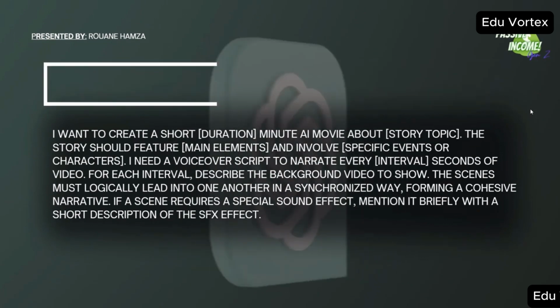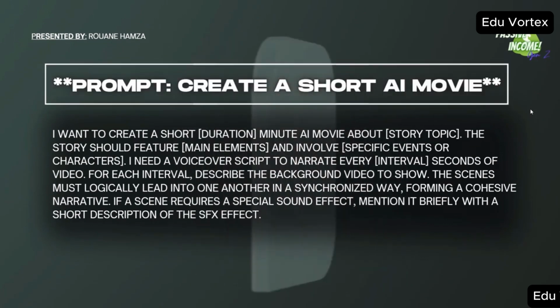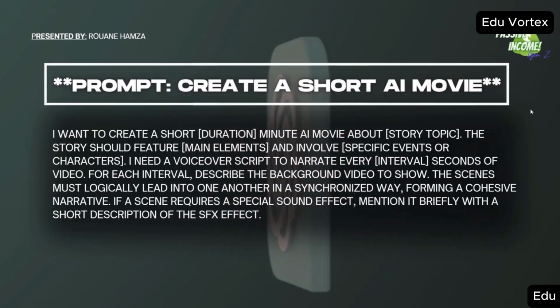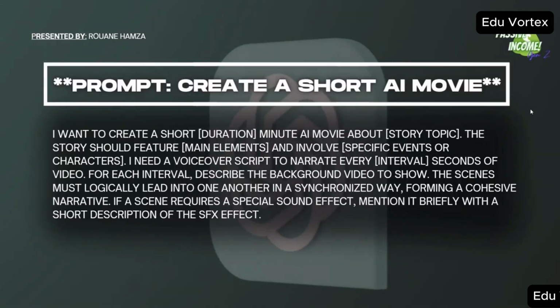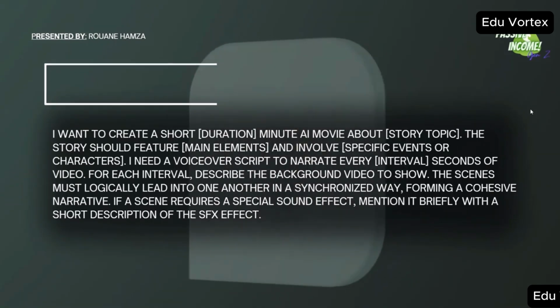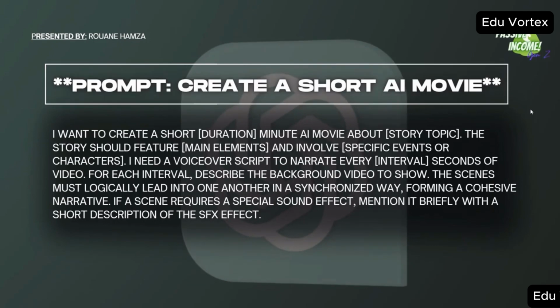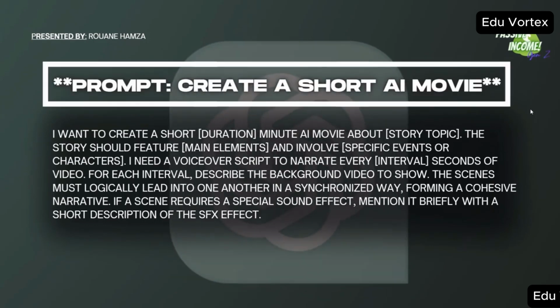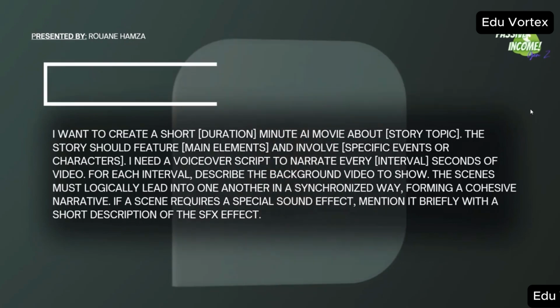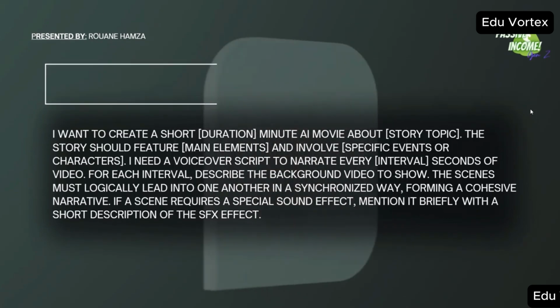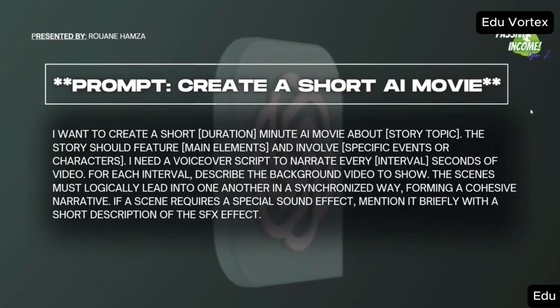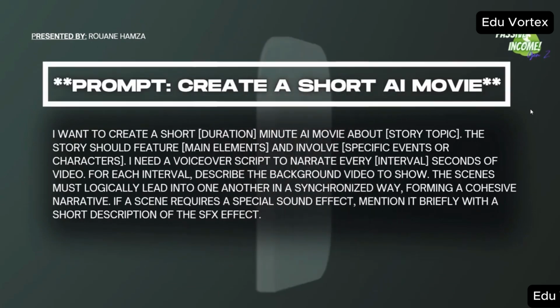I want to create a short, and here you put the duration. So if it's 2 minutes, you put 2 in there. If it's 3 minutes, put 3 minutes. If it's 10, put 10. AI movie about a story. Put the story topic, describe that story. What is the story about? Aliens taking over the planet, or you could say something like the apes fighting the aliens, or whatever story you want it to be. The story should feature main elements. You could put there the main elements in the story and involve specific events or characters. Put these specific events or characters.